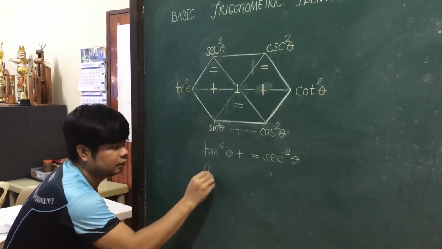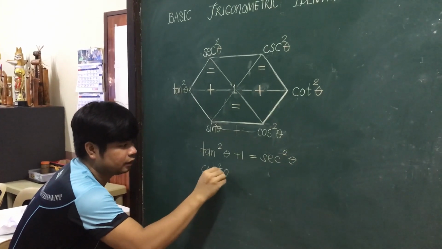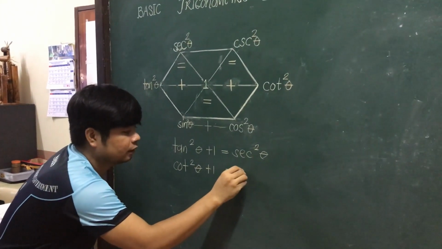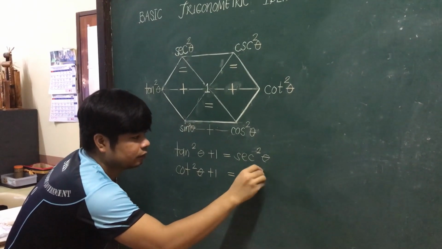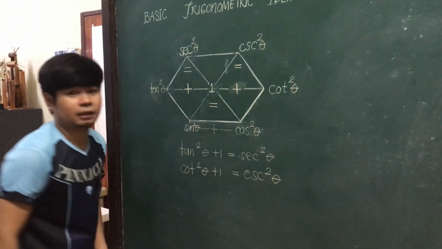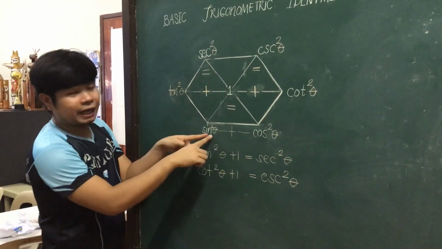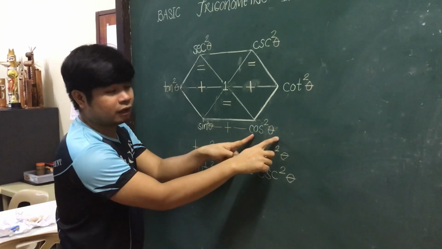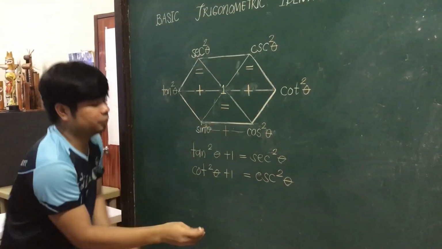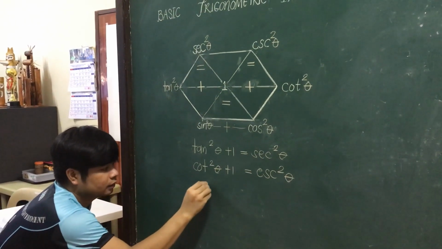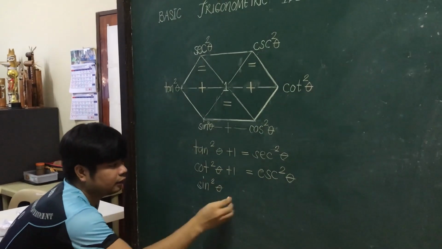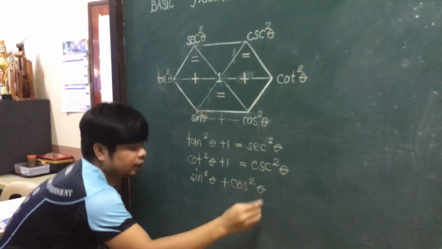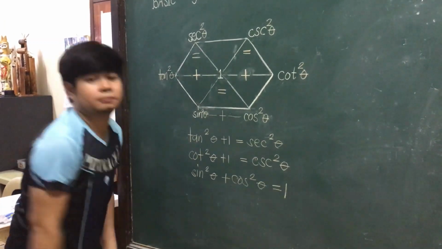So we have the next: cotangent squared theta plus 1 is equal to cosecant squared theta. Also, sine squared theta plus cosine squared theta is equal to 1. So we have sine squared theta plus cosine squared theta is equal to 1.